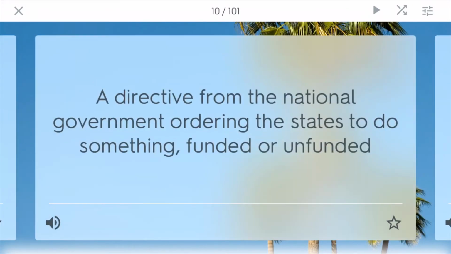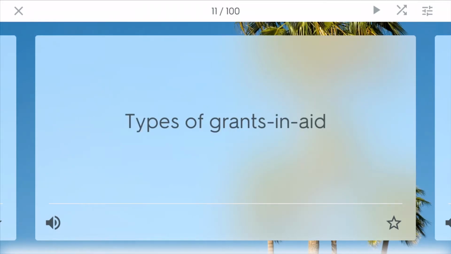Mandates. This is a directive from the national government ordering the states to do something. Sometimes it can be funded, and other times it can be unfunded. Usually mandates come about because of a specific need. So there are highway safety mandates, such as wearing seatbelts, because people need to be kept safe. Sometimes these mandates come with grants and aid.